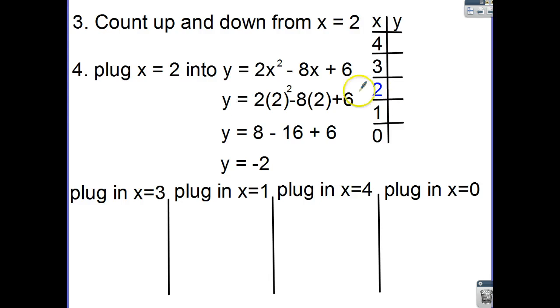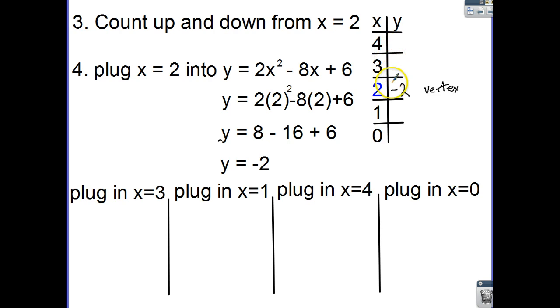Okay? Now, we want to plug in 2 into our equation and find out what the y coordinate is going to be. So we put in 2 for x, and we put in 2 for x here. We square the 2, we get 4. 2 times 4 is 8. Then we multiply negative 8 times 2, we get negative 16, and of course we bring the plus 6 down. And then we work this out in our calculator, and we come up with y is equal to negative 2. So that negative 2 we'll write right here. So we now know that the vertex of our parabola is going to be at 2, negative 2.